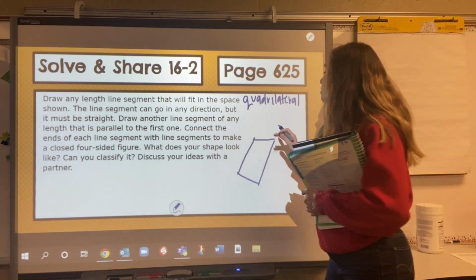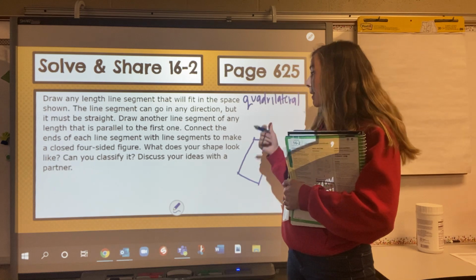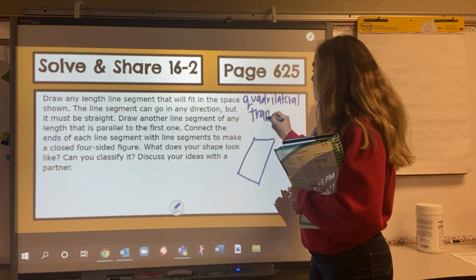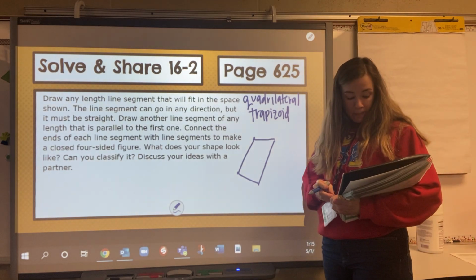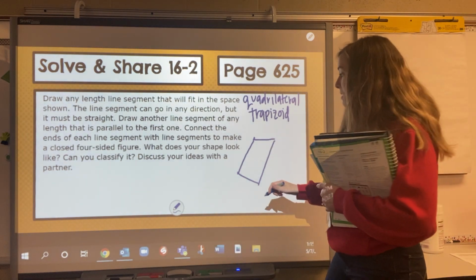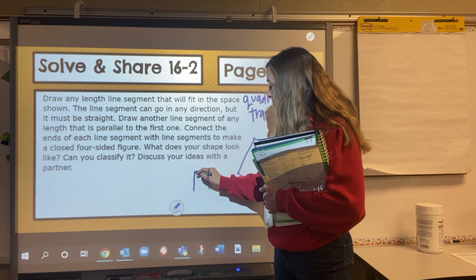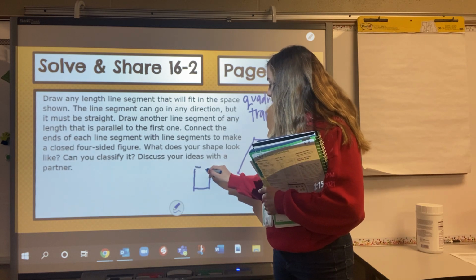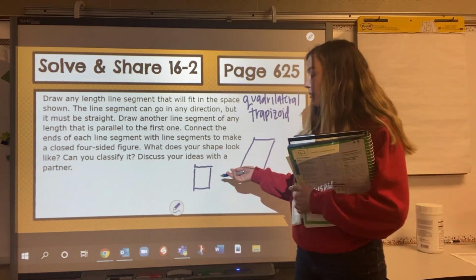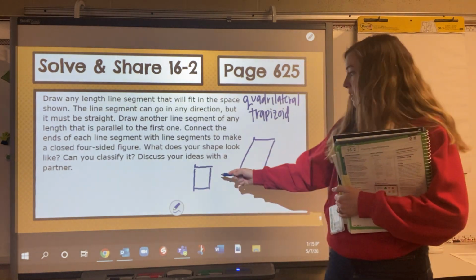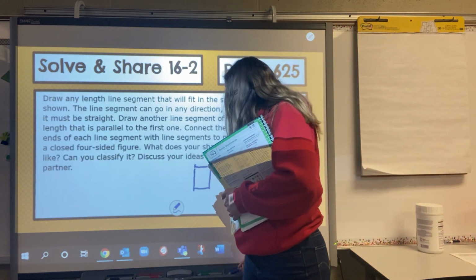And I know it has one set of parallel sides, so it's not a parallelogram, but it would be a trapezoid. And that's how I would classify that shape because there's one set of parallel sides. If you drew a line like that, and then maybe another line that was the exact same length, and then connected it here and here, you would classify that as a quadrilateral, a rectangle if all four angles are right angles, or it could be a parallelogram too. So there's lots of classifications for a shape like that.